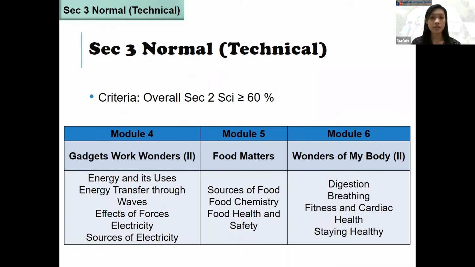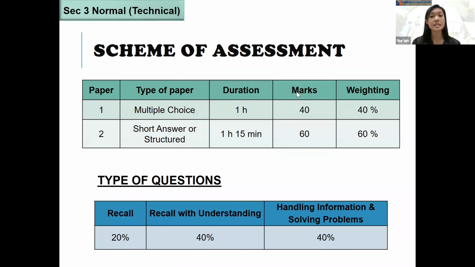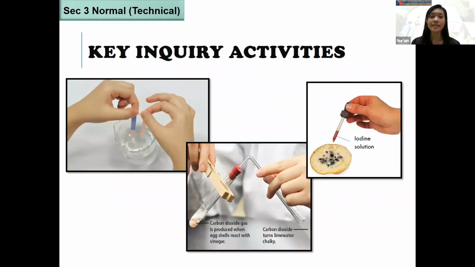So the syllabus is presented as 3 core modules, which include topics related to all the 3 sciences. So it covers physics, chemistry, and biology. Here is the scheme of assessment. So do note that there is also no practical assessment for NT science. However, NT science covers a range of key inquiry activities, meaning even though there is no practical assessment, students will have a lot of opportunities to carry out hands-on practical sessions in the science lab.